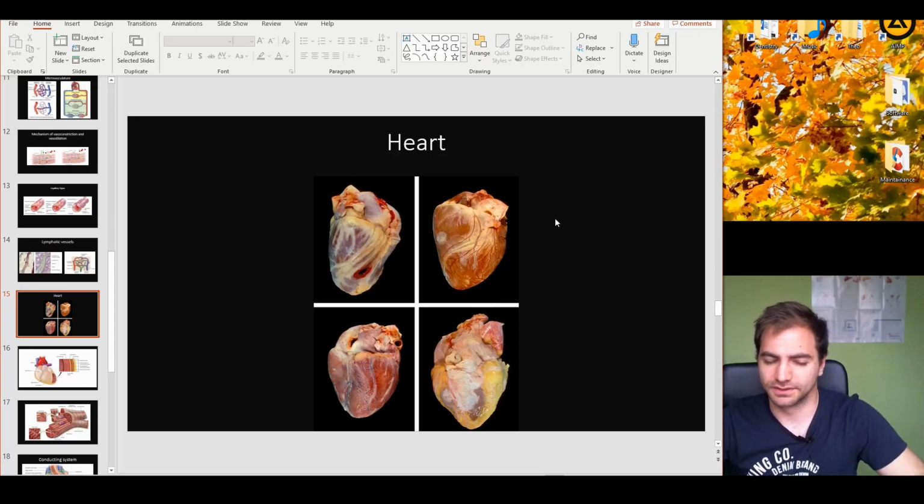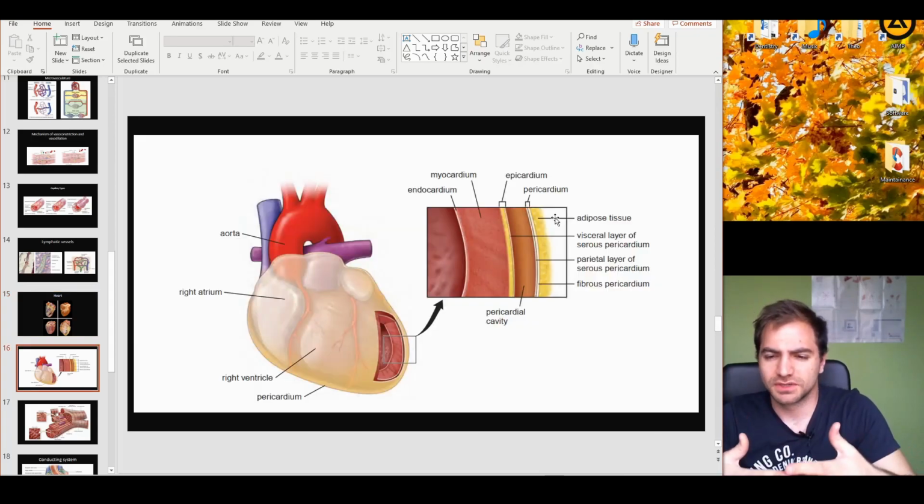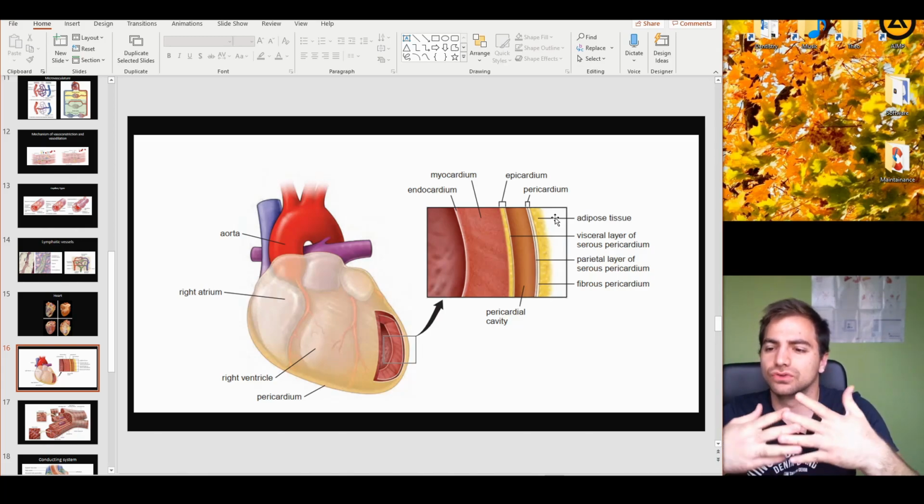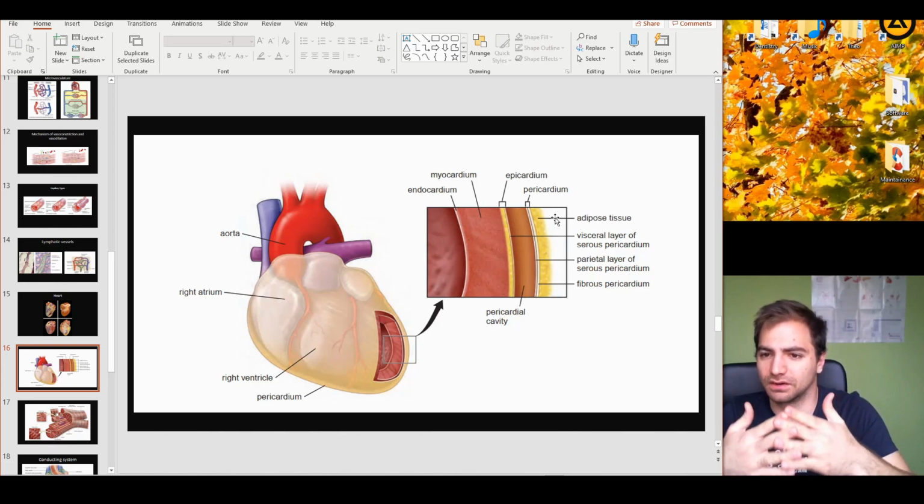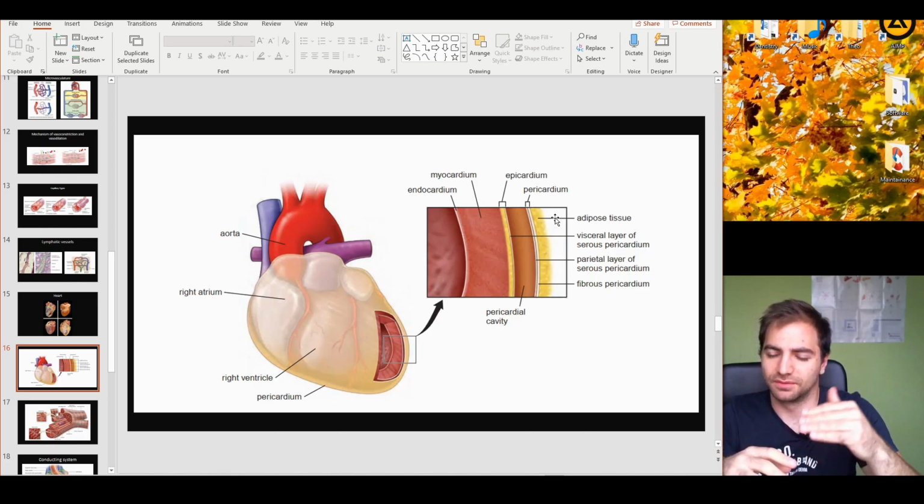So let's talk about the heart. The heart has specific layers. Now there are typically three layers: the endocardium, the myocardium, and the pericardium. You also might have seen the term epicardium. This is because the pericardium actually has two layers: the visceral layer and the parietal layer of the pericardium.